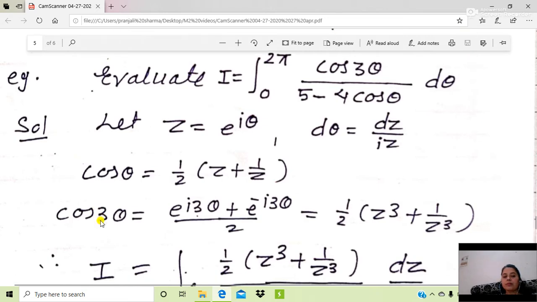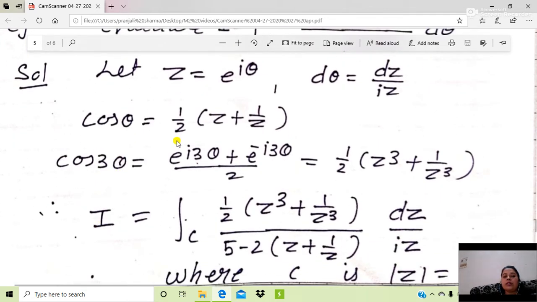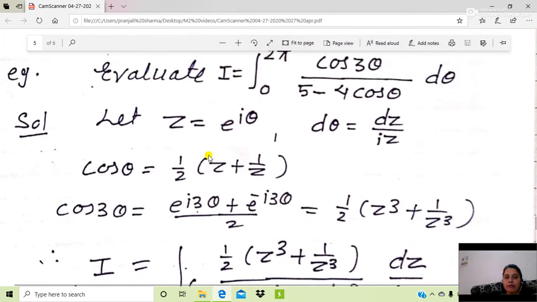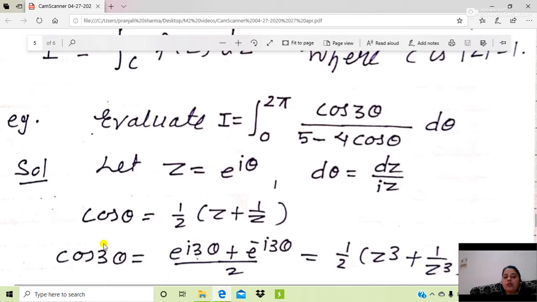Now, since cos 3 theta is equal to e to the power i 3 theta plus e to the power minus i 3 theta upon 2 by the definition of cos, it can be replaced by half of z cube plus 1 by z cube. So we put all the values in the given integral. In place of cos 3 theta, we have to put half of z cube plus 1 upon z cube. In place of this cos theta, we have to put half of z plus 1 by z. And in place of d theta, we have to put dz upon iz.